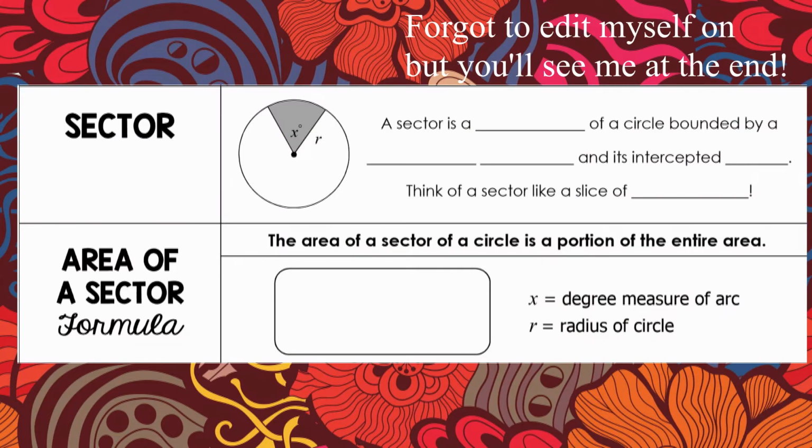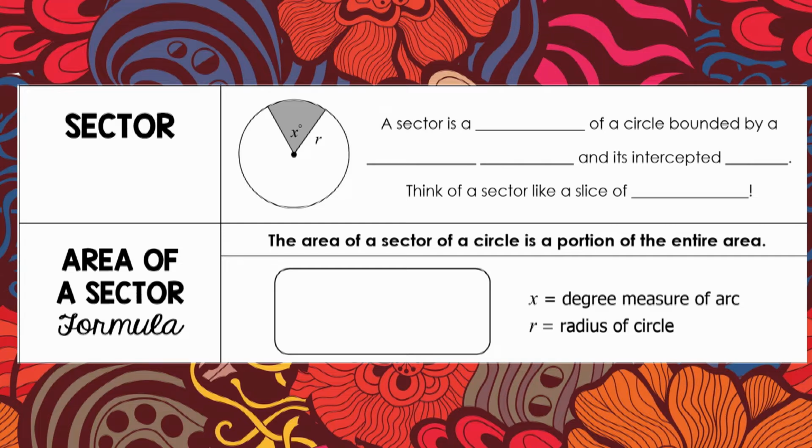So looking at the top of this worksheet, you can see that we're looking at sectors of a circle. A sector is just a section of a circle, just a little section of a circle, and it's going to be bounded by a central angle. A central angle is just an angle that starts from the center and goes out to the different sides of the circle. So this angle here is a central angle.